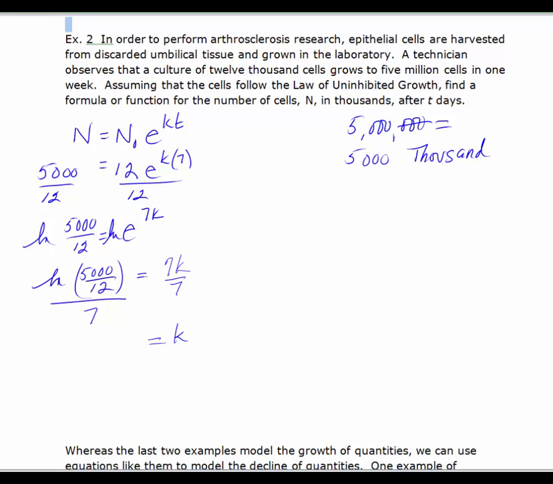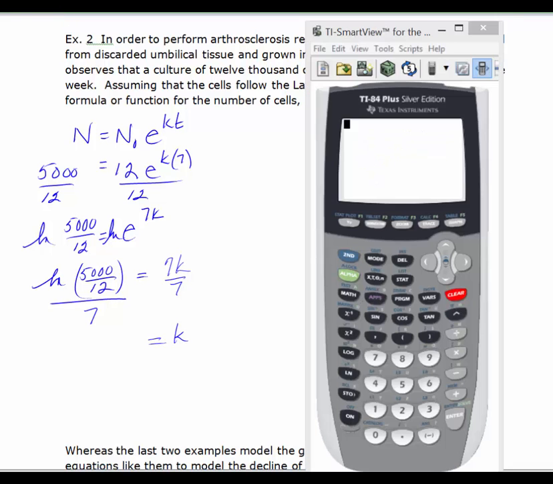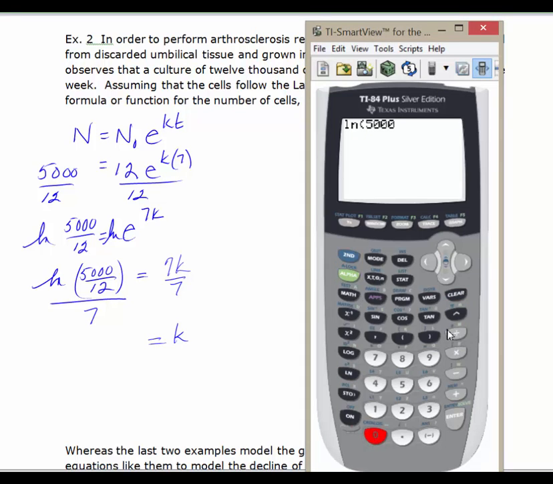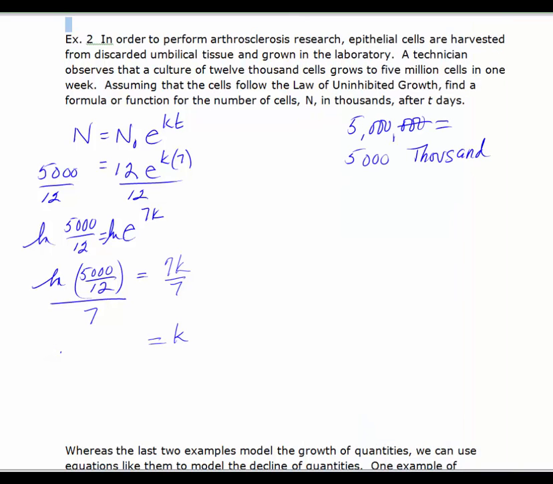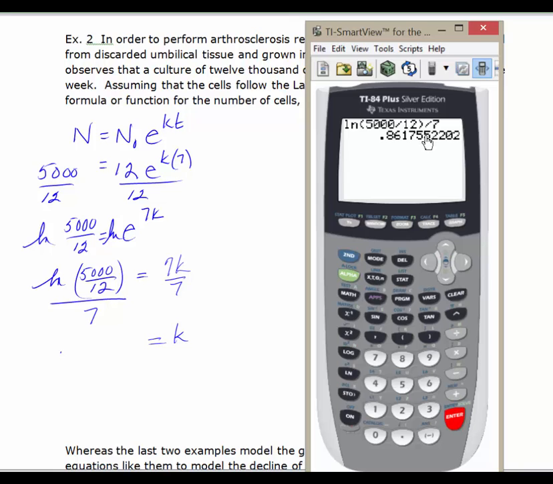And k we will evaluate on our calculator. I'm going to take the natural log of 5,000 divided by 12, close the parentheses, and then divide by the 7. And I didn't specify here, but I should have, let's do this to 5 decimal places. So k is going to be equal to 0.86176.